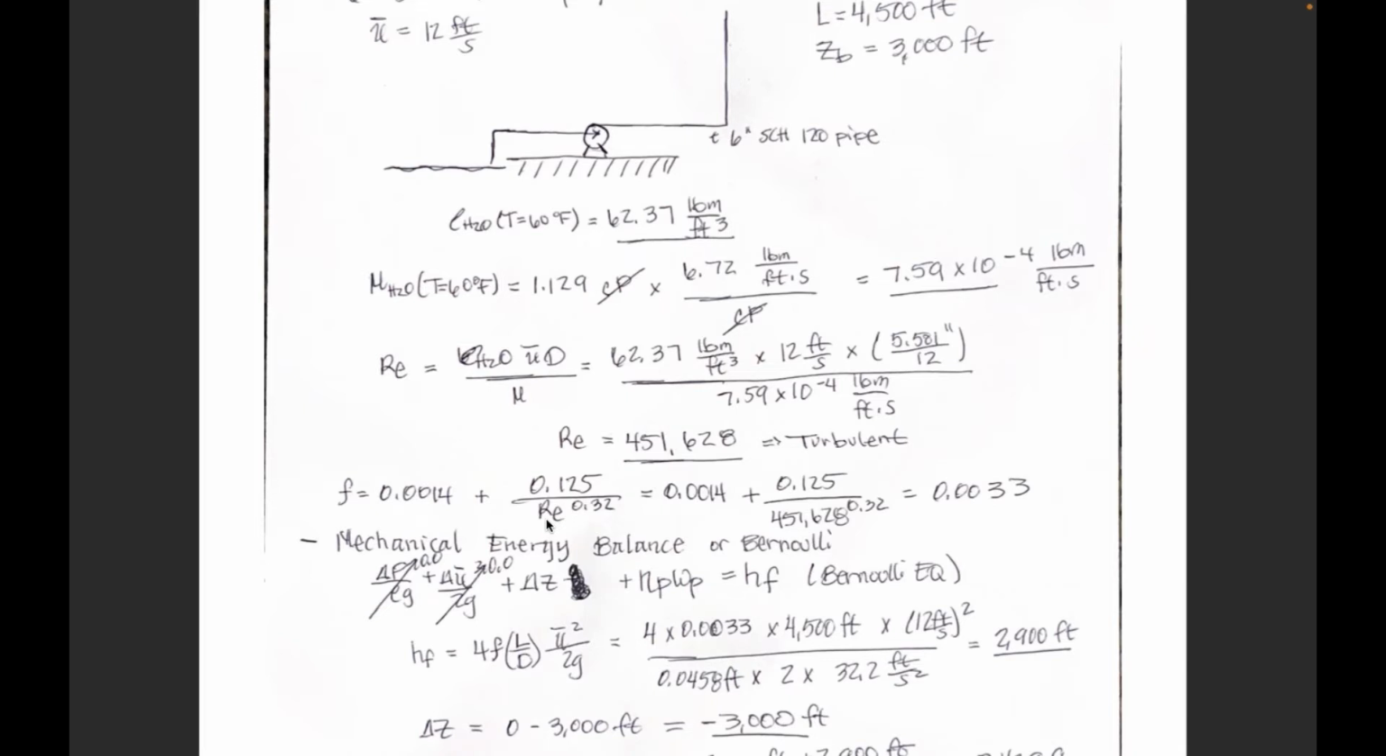So if you use the Colebrook equation, I think the percent error is 2% from the Moody chart. You can also use the Moody chart for this. If you put it, well, not really.